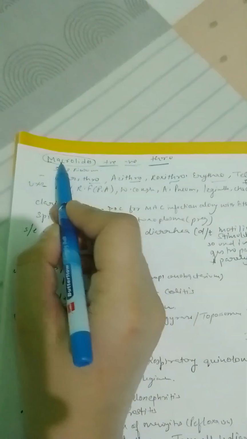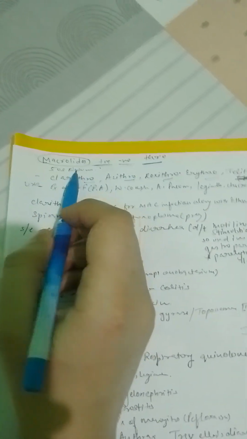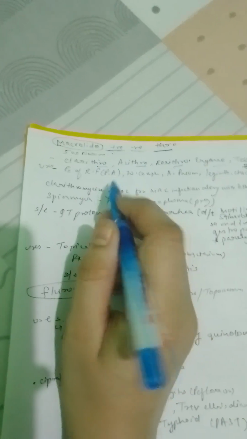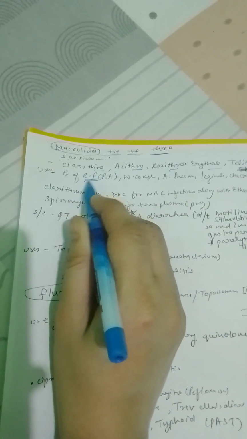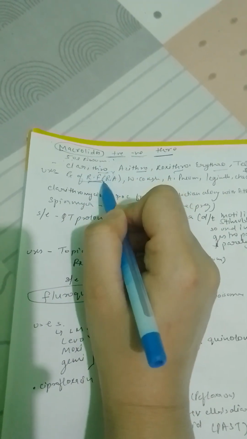Macrolides will act on the 50S ribosome of the pathogen or bacteria. Then the bacteria will not be able to grow further and there will be problems. Now, what are the uses of the macrolides? They can be used in case of rheumatic fever, and if the patient has a penicillin allergy.